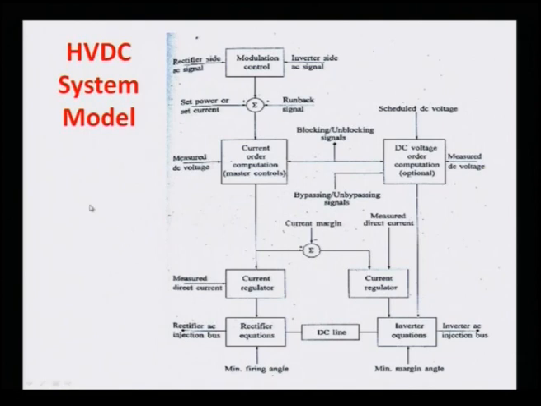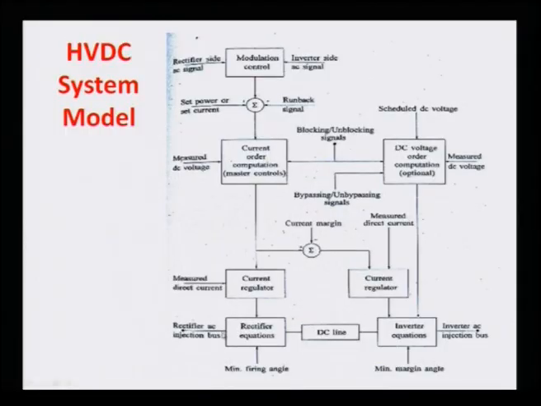Now, coming to the last model in transient stability, it is the model of the HVDC system, and this model is taken from P. S. Kundur's book on power system stability and control. You see, any converter HVDC link will have a rectifier at one end and an inverter at the other end. So, we should go for the rectifier equations, and also we should have the inverter equations, and these two are basically connected by a DC line. So, we should also model the DC line as well.